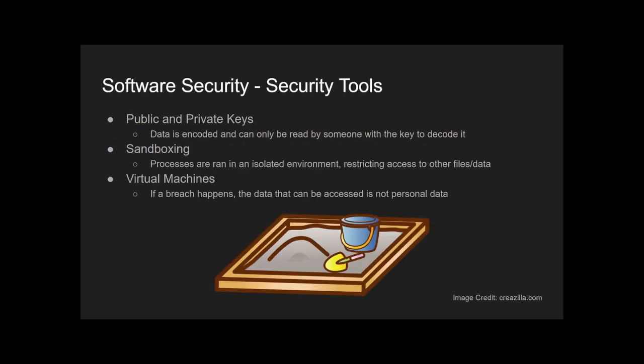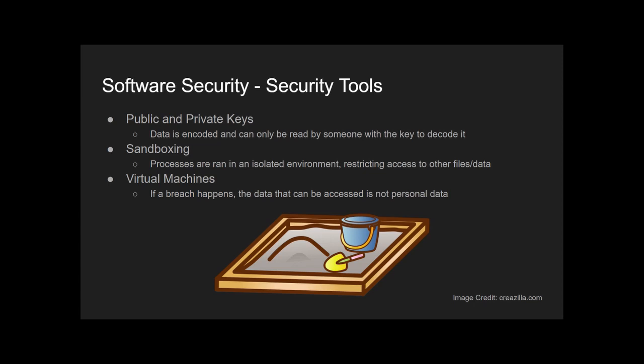These security policies can be realized with security tools. There are many security tools, but the most common today consist of public and private keys, sandboxing, and virtual machines. Public and private keys is when data is encoded with somebody's public key, then sent to them and can only be decoded with their private key. This ensures that there is no man in the middle that is able to access or alter the data in transit.